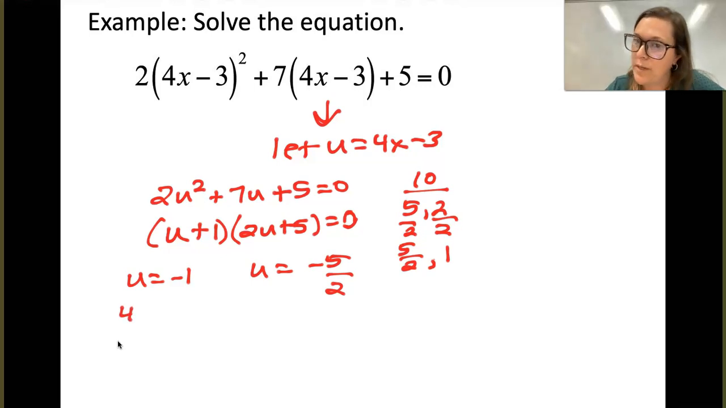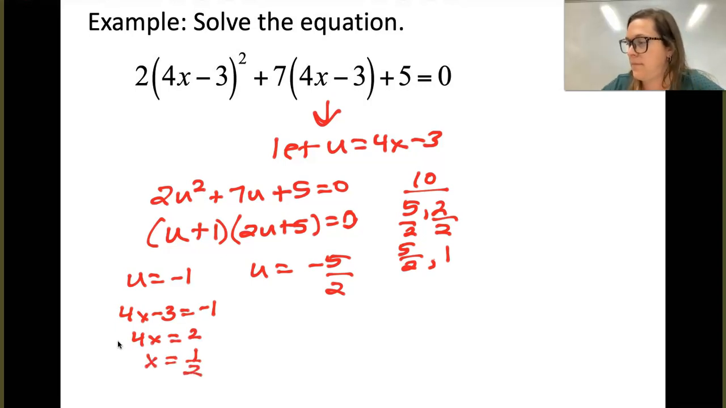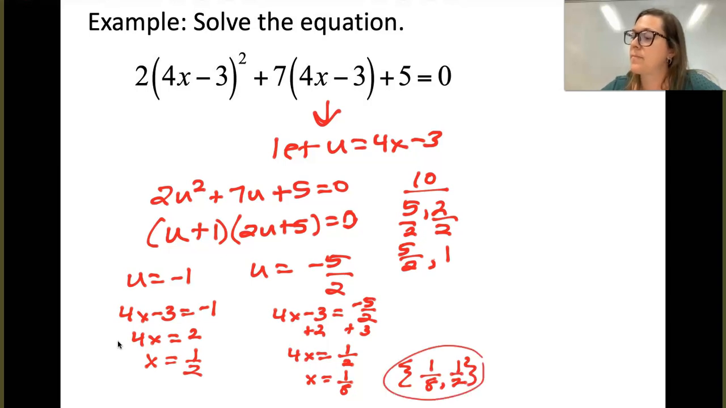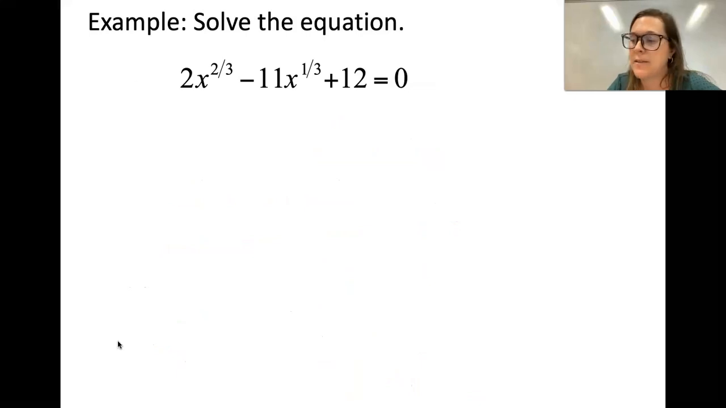What did u equal? 4x minus 3 is equal to negative 1. 4x equals 2. X equals 1 half. Over here, 4x minus 3 equals negative 5 halves, which is negative 2.5. So when I add 3 to negative 2.5, I get a half. When I divide by 4, I'm going to get an eighth. So my two solutions are 1/8 and 1/2. So substitution makes life a little bit easier.